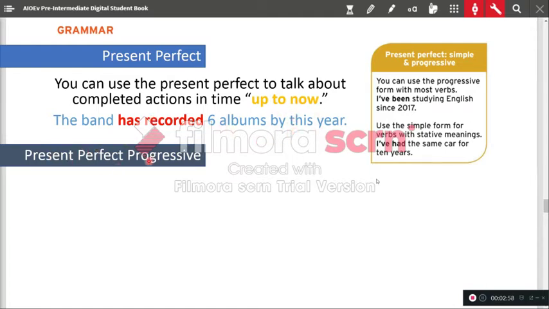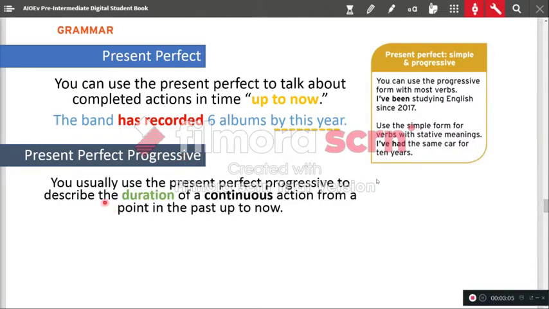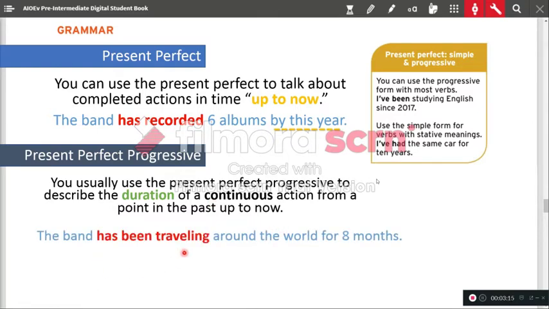But when we use the present perfect progressive, we use it to describe the duration of a continuous action from a point in the past up to now. For example, the van has been traveling around the world for 8 months. So we are describing that duration for 8 months. And as you can see, we're using the present perfect progressive. Has been traveling. Right? This action is continuous because they travel to one place, then they travel to another and to another. So this is a continuous action.